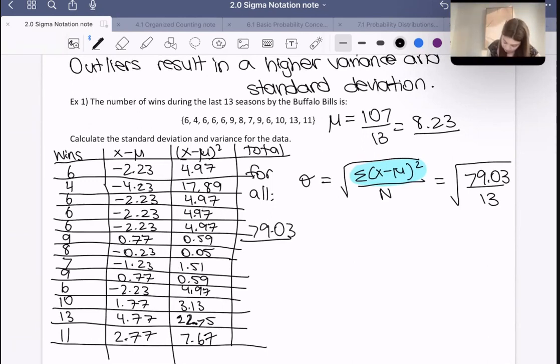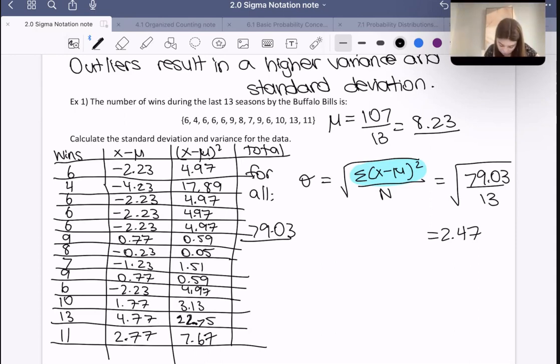Okay, so now we've got to divide that by 13 and take the square root, which seems relatively easy compared to everything else we had to do today. So if we do that, we end up with 2.47 approximately, like that. Alrighty, and then so that's going to be our standard deviation.